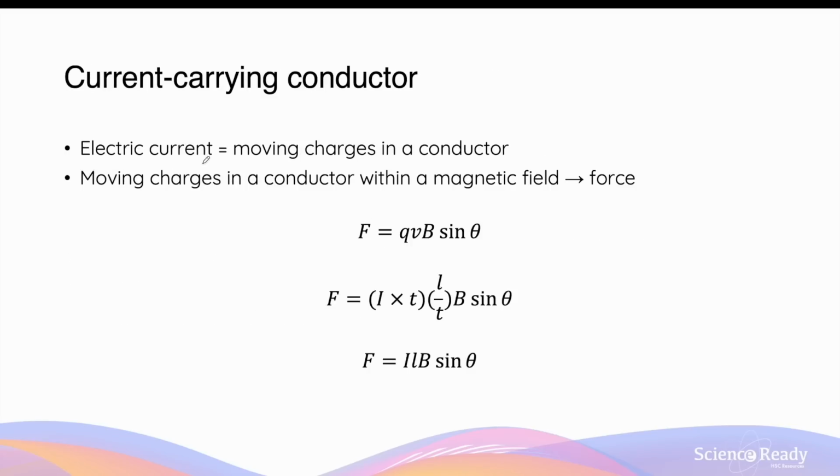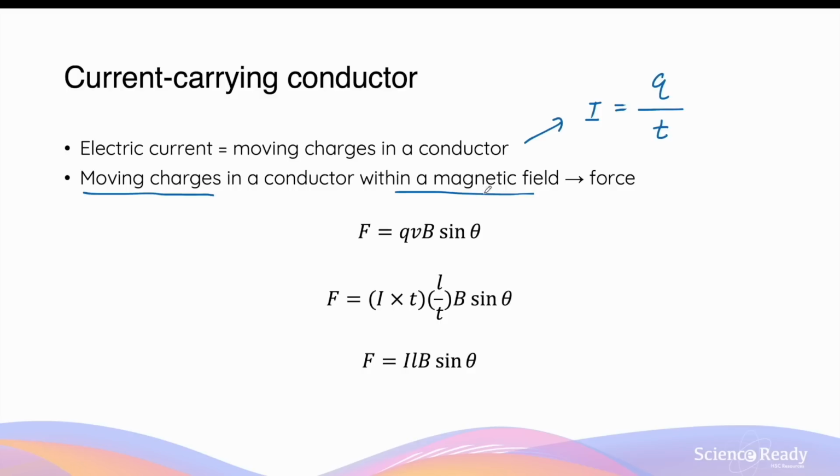Now let's talk about current carrying conductors. Remember, in electromagnetism, an electric current is defined as moving charges in a conductor. Specifically, current is calculated by dividing the charge in coulombs over the time, t, in seconds. Since current is moving charges, whenever there is a current in a conductor, essentially there will be moving charges, primarily electrons, in this conductor. And when a conductor is placed within the magnetic field, these moving charges will also be moving within that magnetic field.